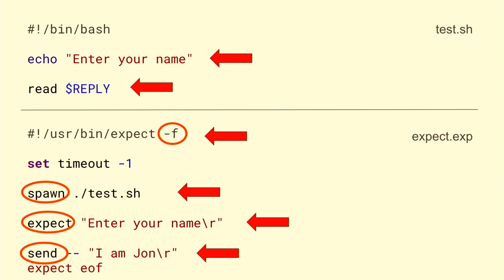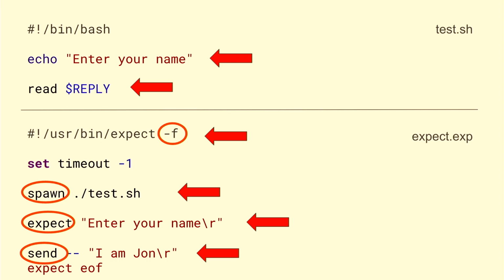The expect script down below ends in .exp. That's how you know it's an expect script. And we see that it's /usr/bin/expect. The -f flag here is telling us that we're opening up a file. We're setting the timeout to -1 so that when we are interacting, it doesn't go to sleep on us. We're spawning the test.sh script. So that's the script up above. We're actually going to run that script.